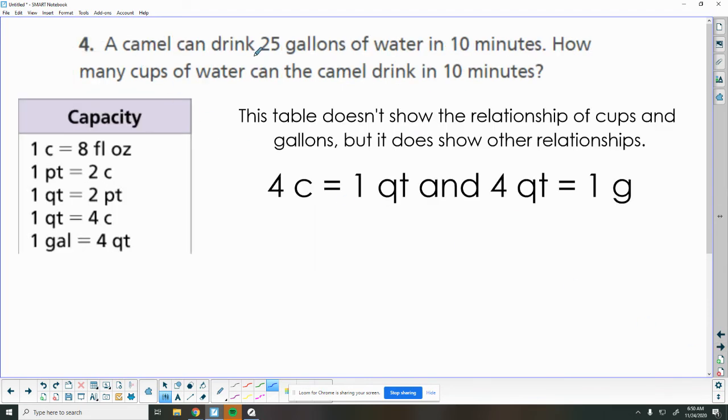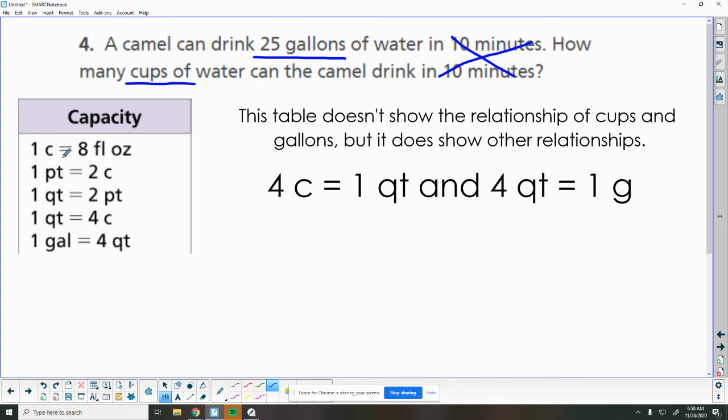Hey, a camel can drink 25 gallons of water in 10 minutes. How many cups of water can the camel drink in 10 minutes? So our minutes are the same. These are the same, 10 and minutes. So we are looking at gallons and cups.